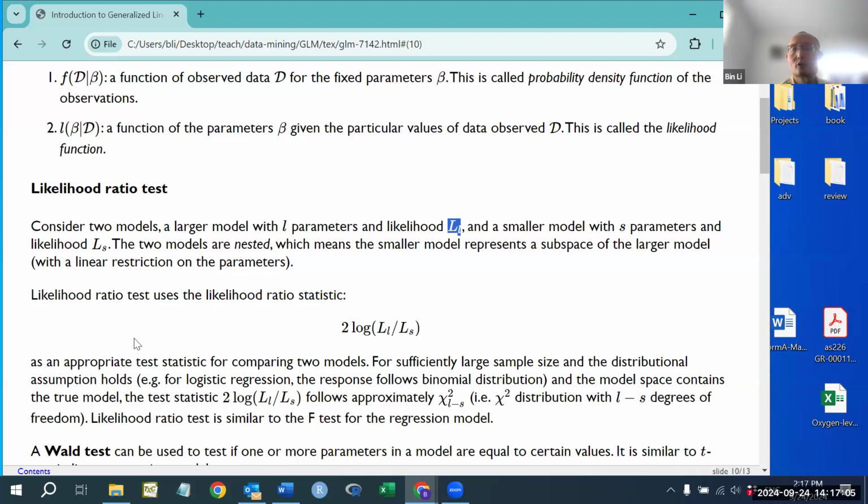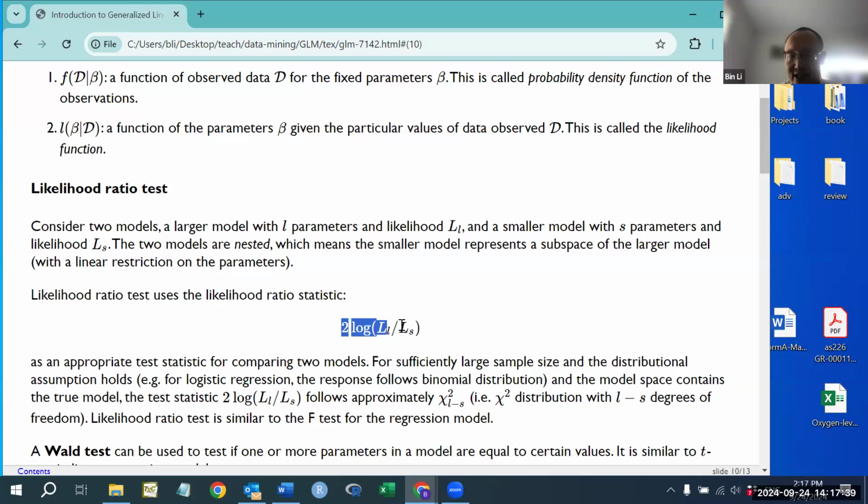And what is the likelihood ratio test? The likelihood ratio test is 2 times the log of the likelihood for the large model over the likelihood of the small model. So that is the likelihood ratio test. You can see it's a ratio of the likelihoods, right? But we need to take a log and multiply it by 2.